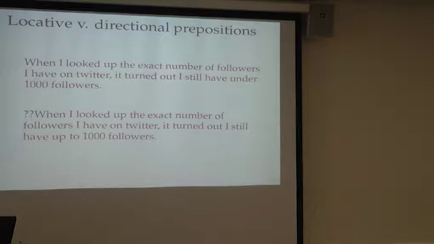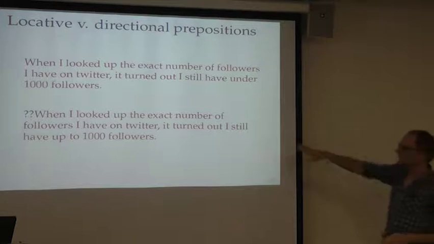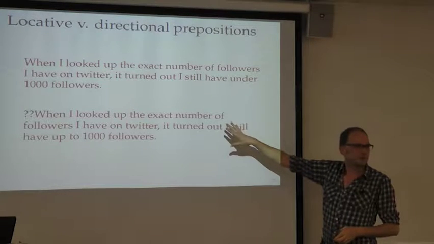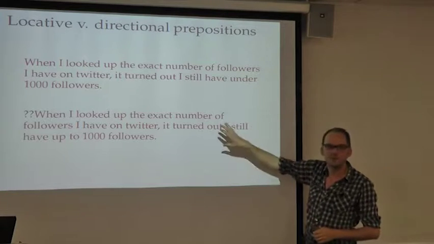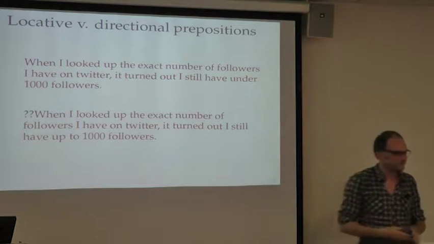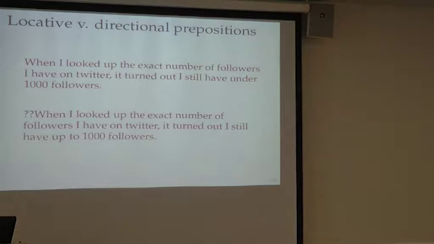Here's another contrast that I want to try out on you. When I looked up the exact number of followers I have on Twitter, it turned out I still have under 1,000 followers. Versus when I looked up the exact number of followers I have on Twitter, it turned out I still have up to 1,000 followers. Now, this one is a bit strange. If you think that this one isn't strange, then I hope that you agree that this one means something different from this one. Yeah? And we'll have some crisper things later.